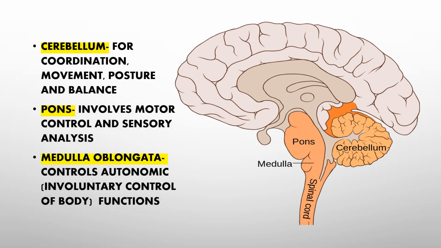The following parts of the brain are under the hindbrain. First is the cerebellum. It is for our coordination, movement, posture, and balance. Pons. It is involved with motor control and sensory analysis. Last is the medulla oblongata, which controls autonomic functions or the involuntary control of the body, like heart rate.